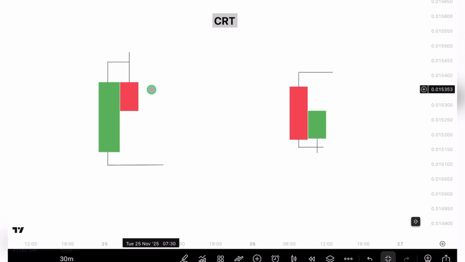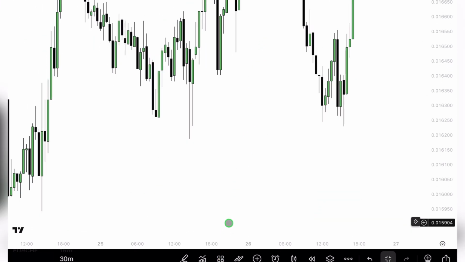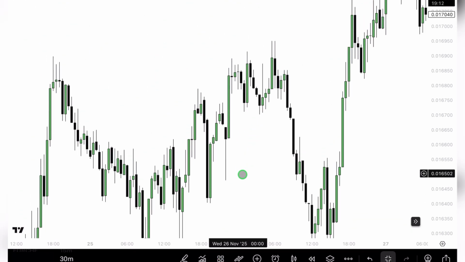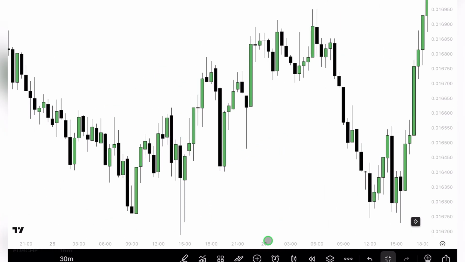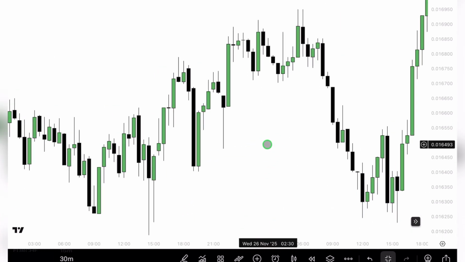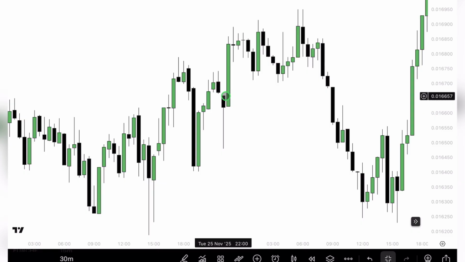So this was CRT, but before CRT, you have to look for a few things, and I will teach you in this example what are those things that you have to look for. So the first thing that you have to look for is always a fair value gap, okay? Ignore CRT, okay? You don't have to look for CRT first. Open a chart and look for fair value gaps.